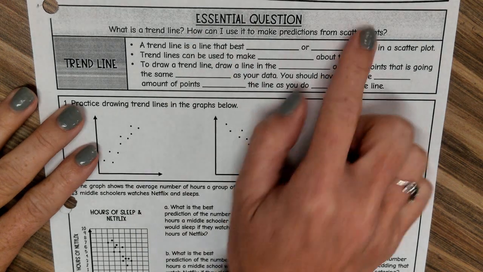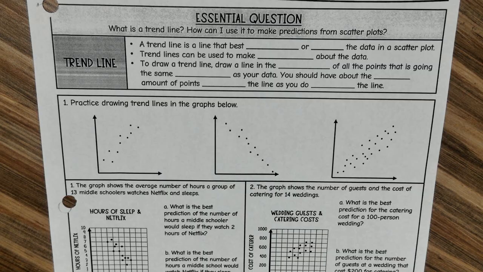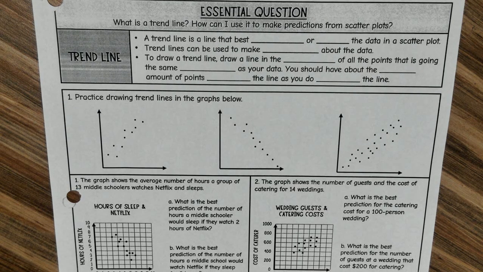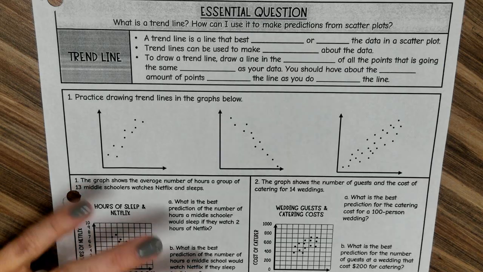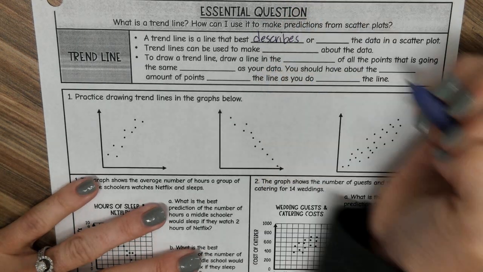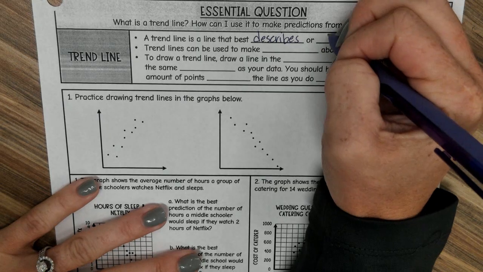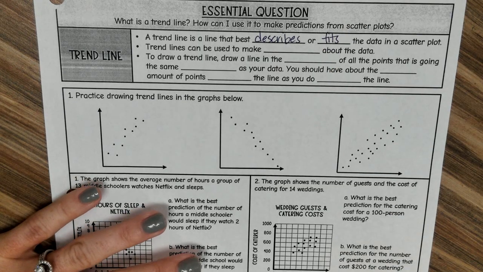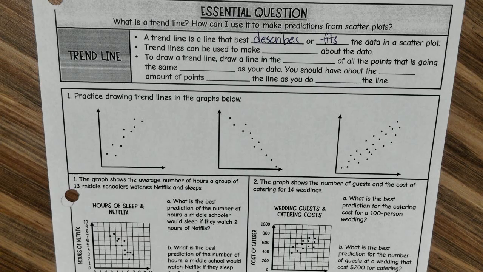All right, it says the essential question, what are we learning today? We're learning what is a trend line, which we already learned yesterday, and how can I use it to make predictions from scatter plots. A trend line is a line that best describes or fits the data in a scatter plot. Please write that down.